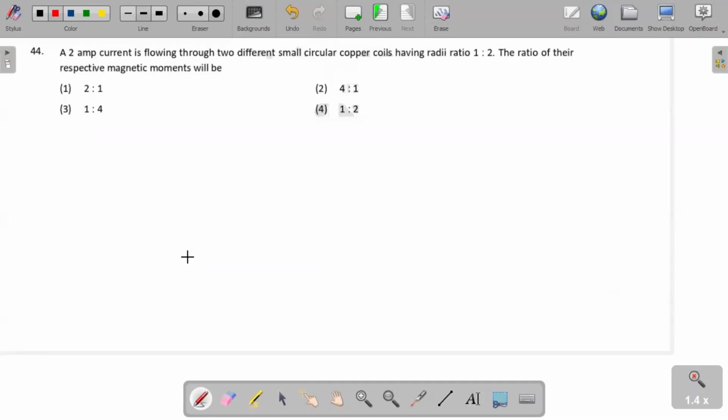A 2 ampere current is flowing through two different small circular copper coils having radius in the ratio 1:2. The ratio of their respective magnetic moments. So the magnetic moment due to a current carrying coil is NIA. So M1 by M2 is asked.